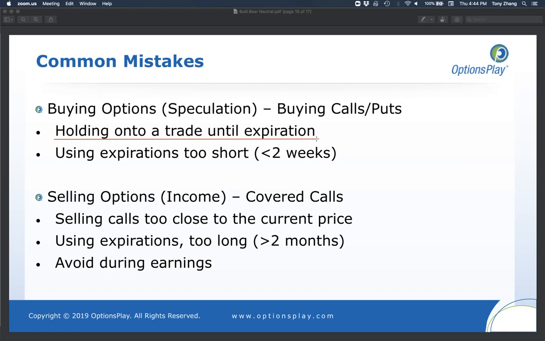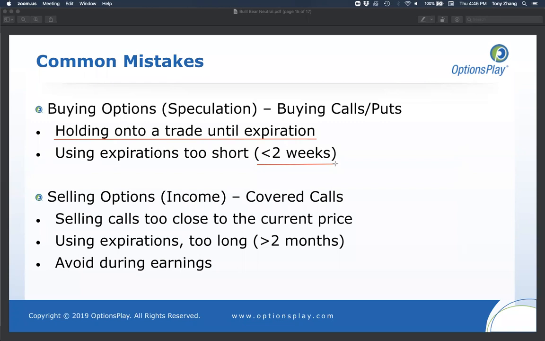So when you're buying options, because of that time decay, you don't want time decay to affect the option price too much. And the best way to negate that is to sell off your call or put prior to expiration. The second mistake we typically see users make when they're buying calls or puts is they use expirations that are too short. Usually this is less than 2 to 3 weeks out. Whenever you're buying options, you want to buy yourself some extra time. You don't want to buy just 2 to 3 weeks' worth of time, because many times the stock may take a little bit more time to move than you expect it to.